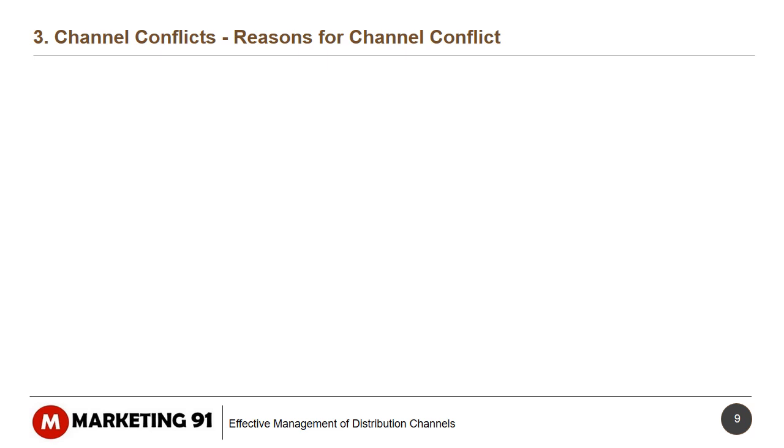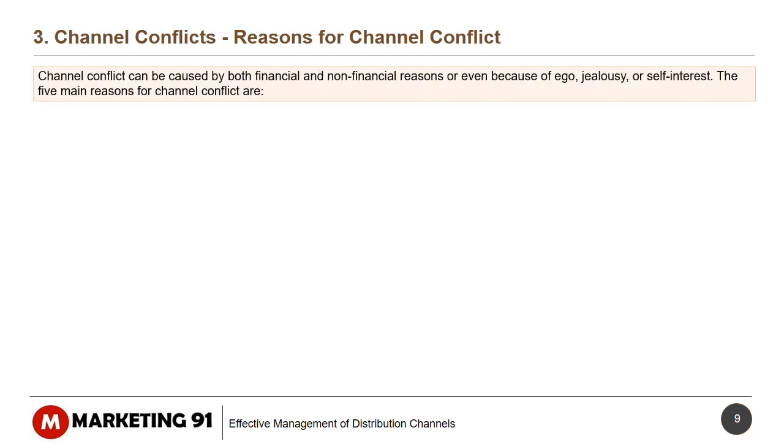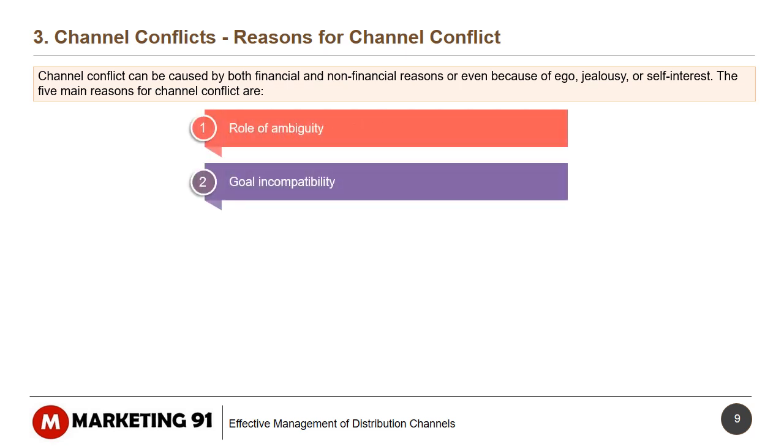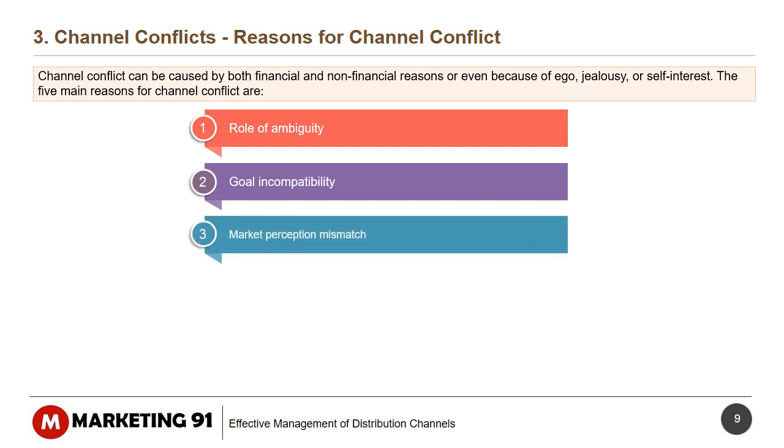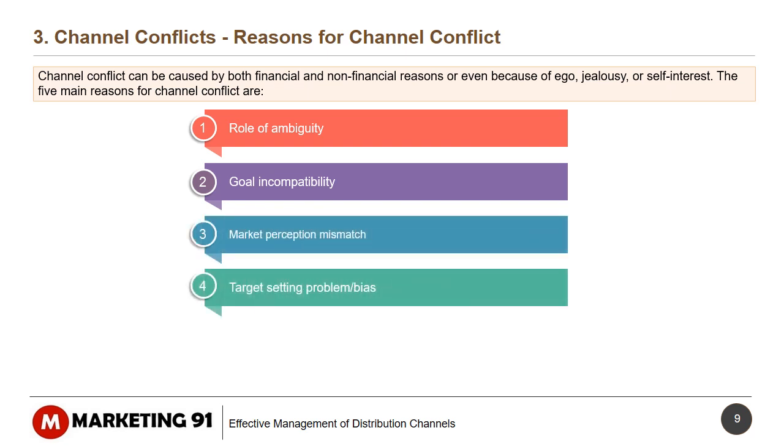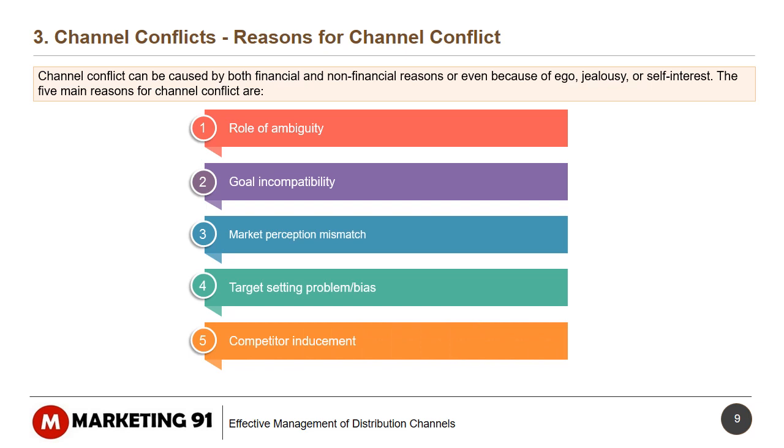Reasons for channel conflict. Channel conflict can be caused by both financial and non-financial reasons, or even because of ego, jealousy, or self-interest. The 5 main reasons for channel conflict are role ambiguity, goal incompatibility, market perception mismatch, target setting problem or bias, and competitor inducement.